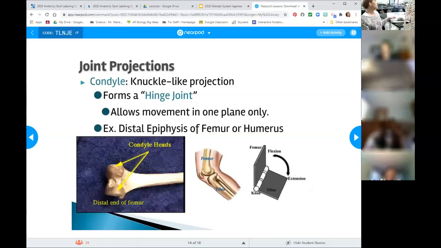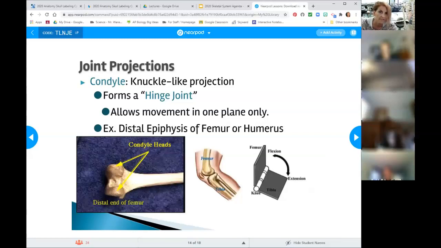The condyle means knuckle-like projection. So if you look at your knuckles, condyles have knuckle-like projections here. This forms a hinge joint. You have that in your knee and in your elbow. So at the end of the humerus, we also have a condyle.